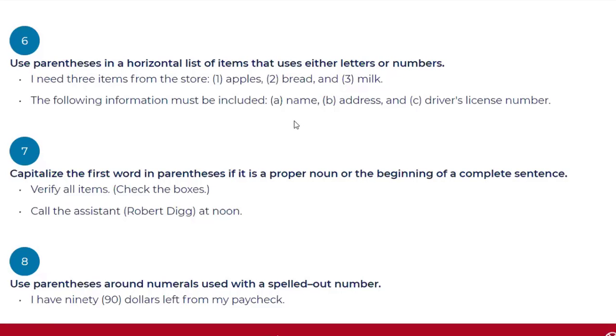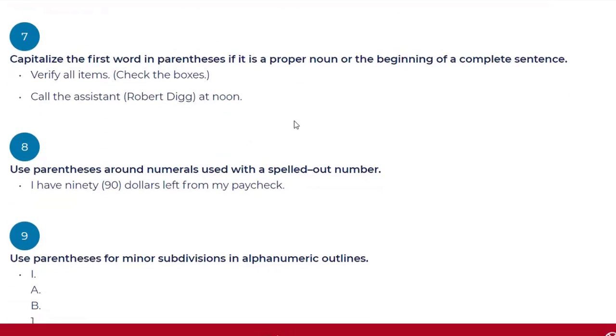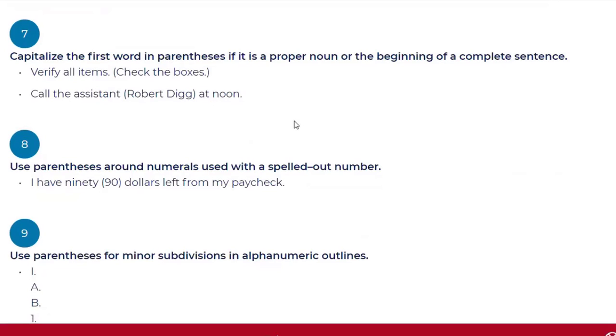Rule number 7. Capitalize the first word in parentheses if it is a proper noun or the beginning of a complete sentence. Verify all items, check the boxes. Call the assistant Robert Dick at noon. So see, once you have complete sentences, then you would capitalize the first letter. Here you see the capitalized first letter, and once you have proper nouns, then you would also capitalize.